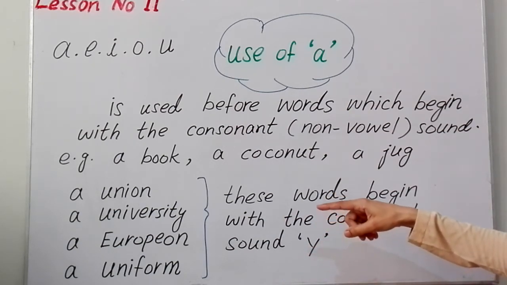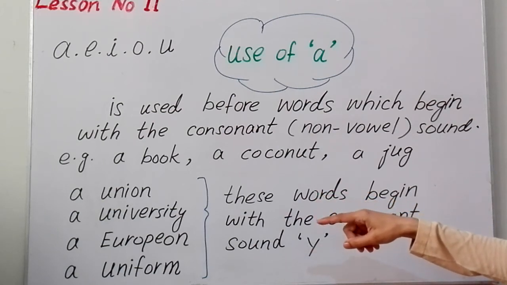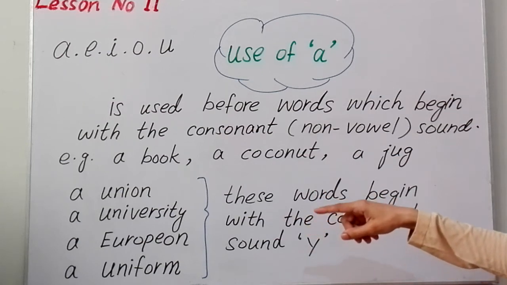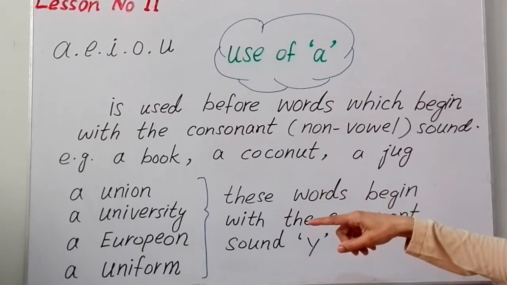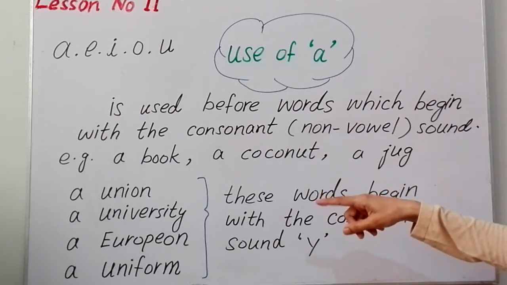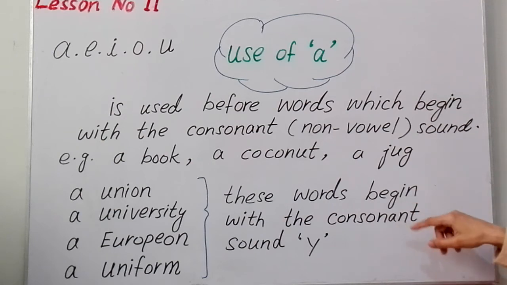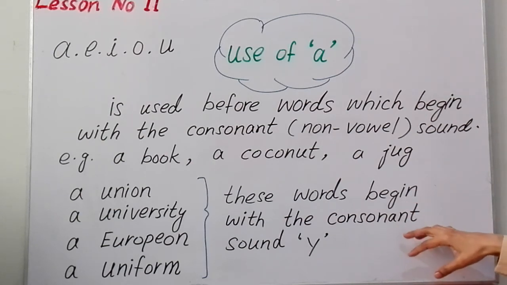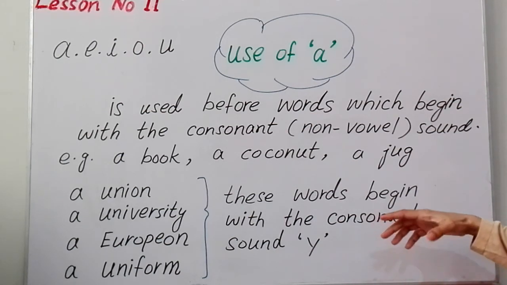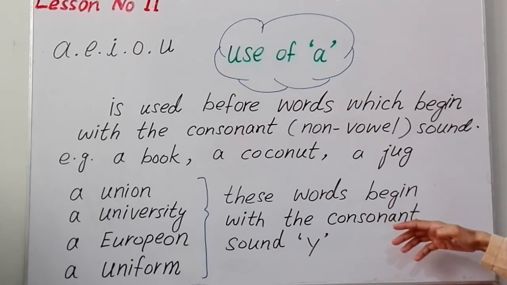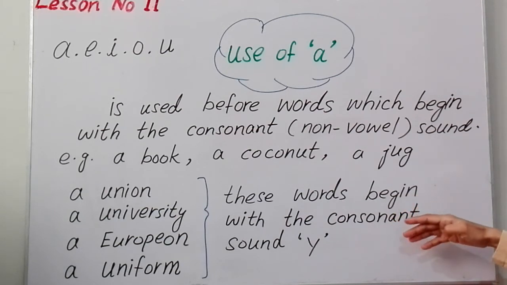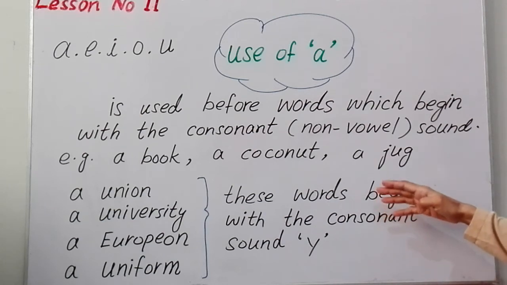And one thing more, which is very important, you have to understand properly: these words which I have written on the board, union, university, European, and uniform, they all start with a vowel letter like U and E, but we put "a" here. Why? Because these words are giving the consonant sound. When you speak union, university, it is not giving the sound of a vowel.